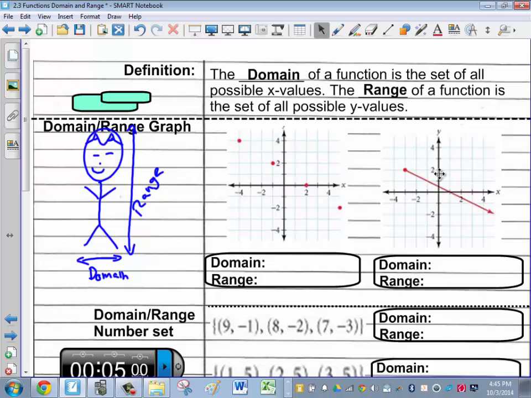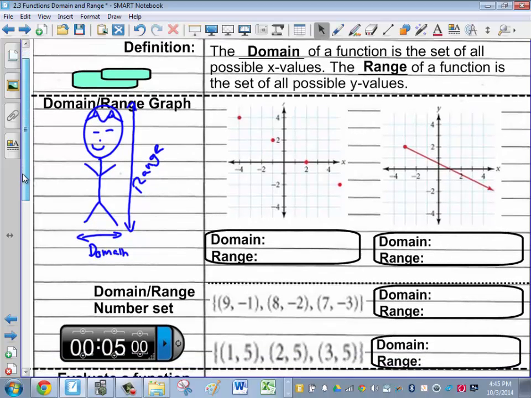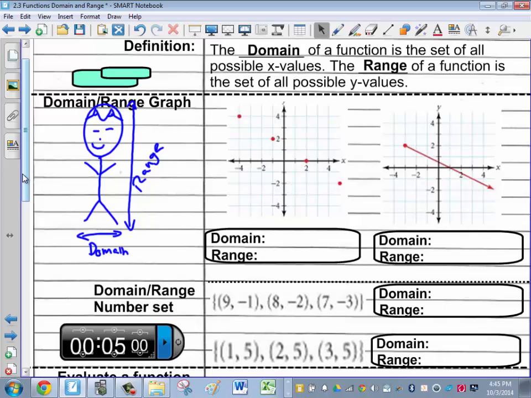So what we're going to do now is take that crazy definition and find the domain of this graph right here. We're going to find the domain of this graph, the range of it as well. And then we're going to do that with these data sets that we already kind of used before. Find the domain and range for those data sets. So let's start with this one.